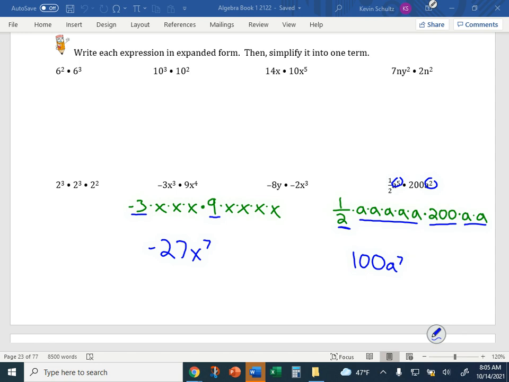Long John, what was your contribution? Last one, first row, 7ny squared times 2n squared. Crinkle, do you have a question about this one first?